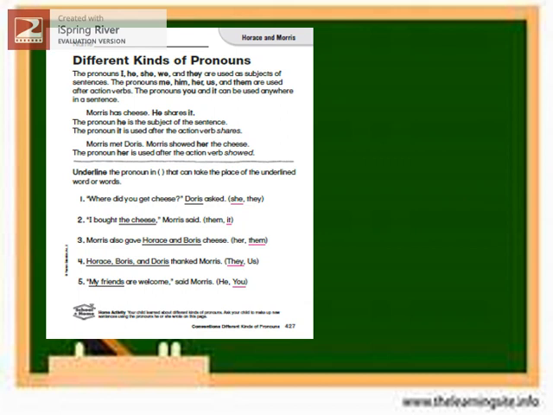Horace, Boris, and Doris, we are talking of many. So, we're going to use the pronoun they. My friends are welcome, said Morris. My friends is the underlined word. The pronoun is you.